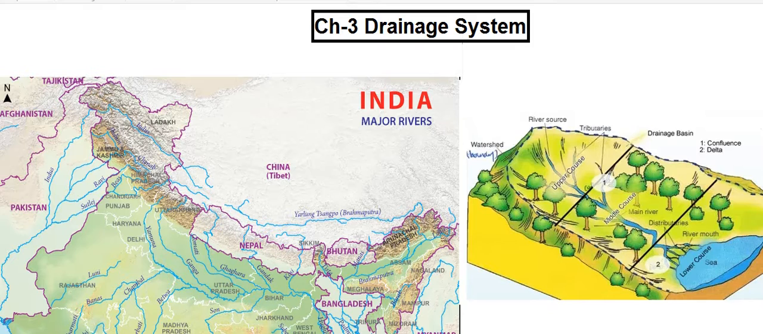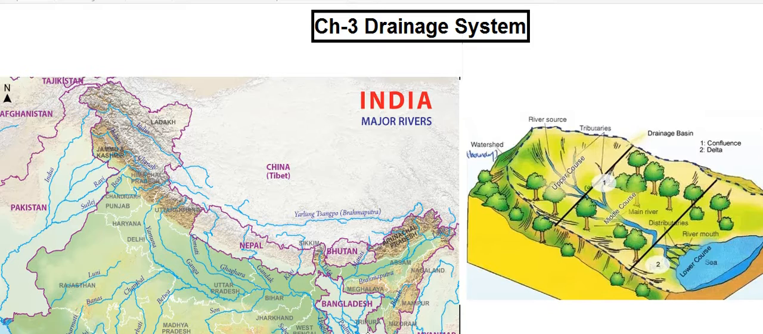Today we will start chapter number 3, that is drainage system, from book number 2, India Physical Environment. So we have skipped chapter number 2. Why? Because it is deleted from this year's syllabus by the CBSE. First, we will try to complete all the syllabus mentioned by CBSE for this year. If time permits, I will also give you a brief about the deleted chapters.